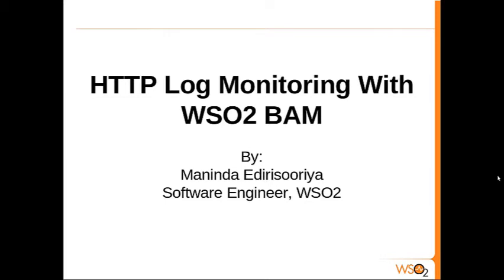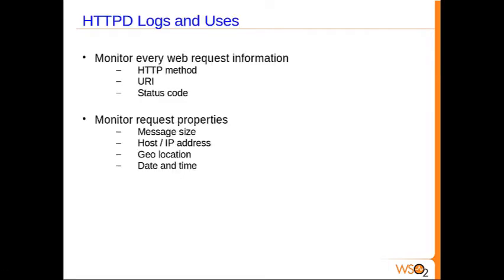Here I am going to discuss HTTP log monitoring with WSO2 BAM. In HTTP logs, we can get information about web requests such as HTTP method, URI and status code, and also request metadata such as message size, host or IP address of the request. From the host and IP address we can get the geolocation with the support of another service, and also the date and time of the request.